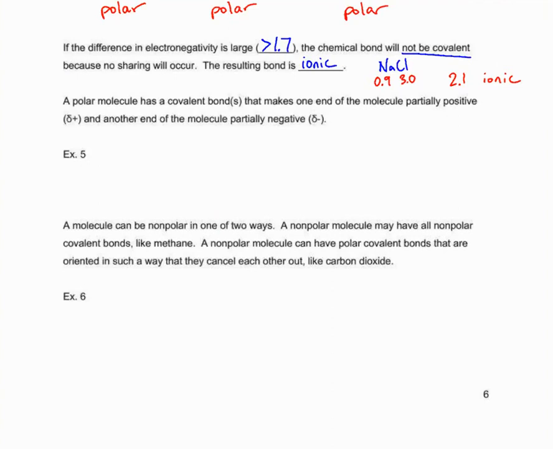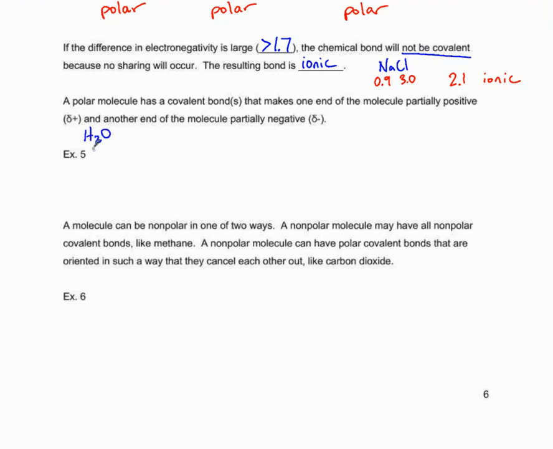So a polar molecule has covalent bonds that make one end of the molecule partially positive and the other end of the molecule partially negative. We haven't worked on drawing these types of diagrams before. I'm going to give you a preview of some things to come.